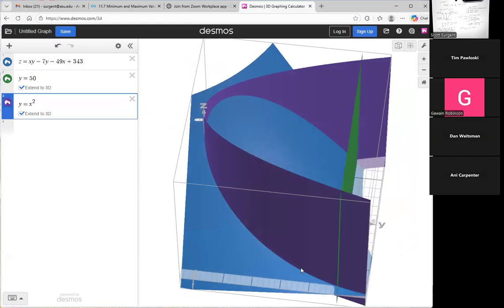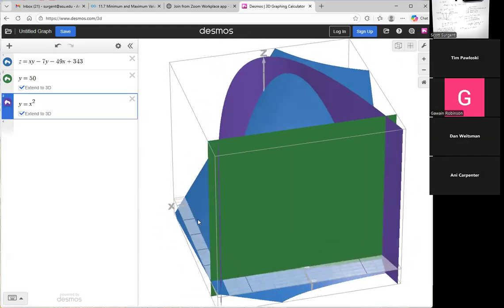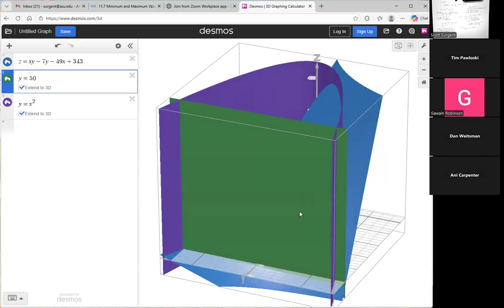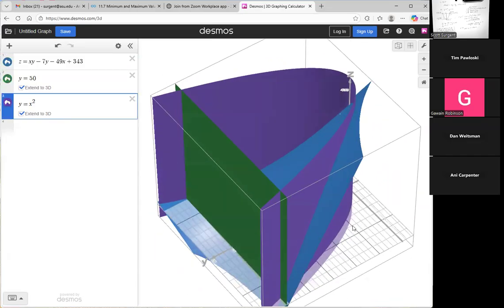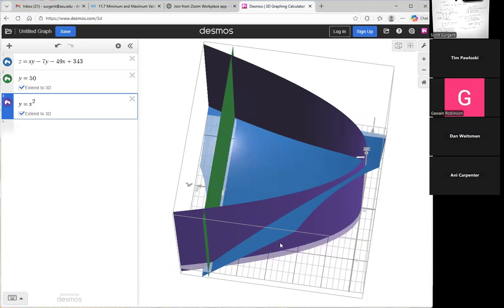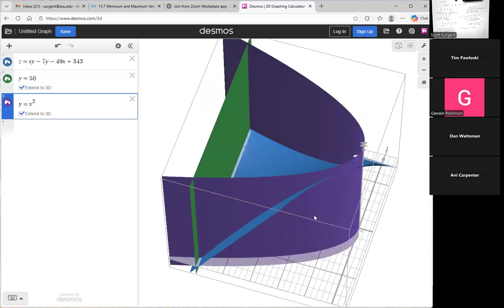Actually, this worked out pretty good. I was kind of surprised. I didn't think I was going to get this to work, but this 3D graphing is pretty robust. I'm pretty pleased with it. You see how I kind of figured it out by looking, kind of, sort of?